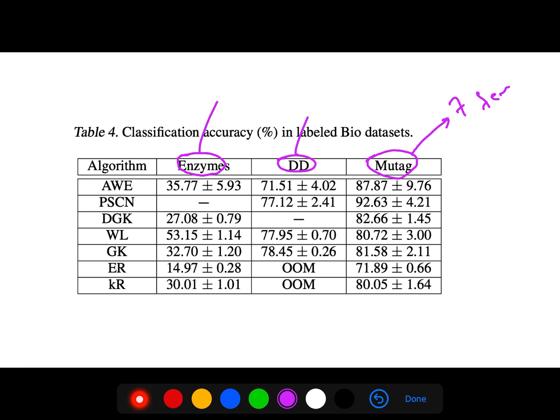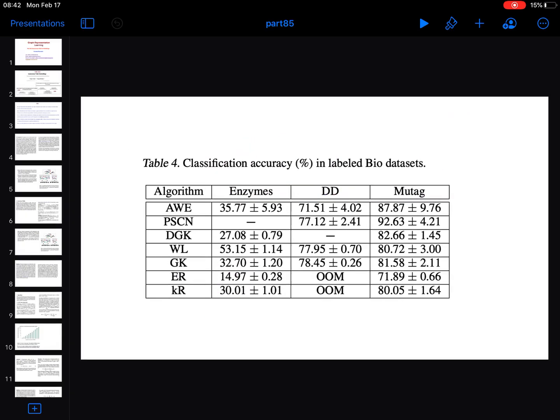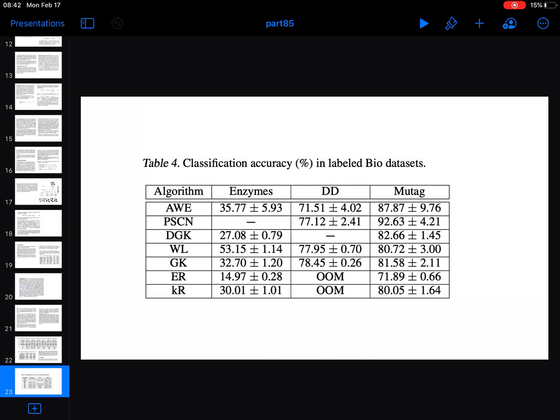Enzymes has always very low accuracy. Even today, it shouldn't be more than 50 or 60% because of the problems of this data set. And it's really hard. It's a hard data set.